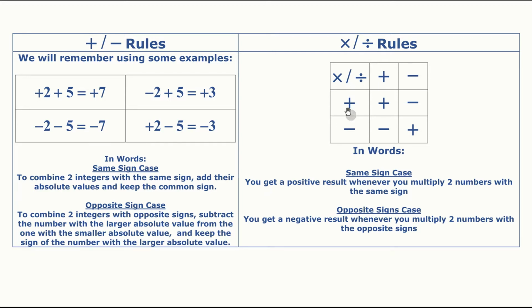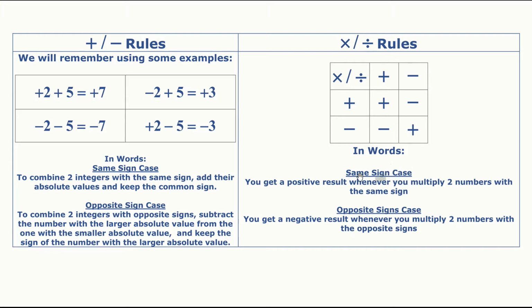All right, so when you multiply or divide two positive numbers, the outcome is always going to be positive. And when you multiply or divide two negative numbers, the outcome is going to be positive as well. If you multiply a positive number by a negative number or a negative number by a positive number, you're going to get a negative result.